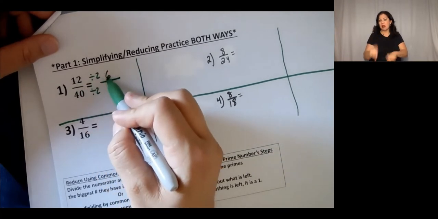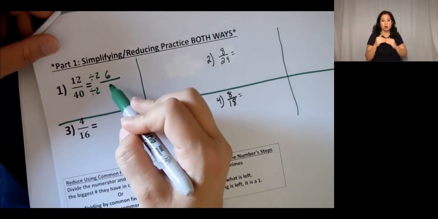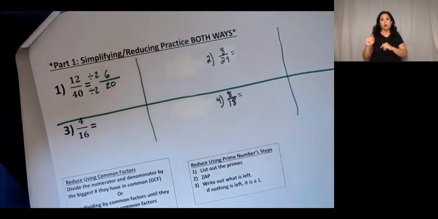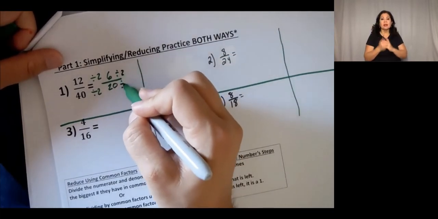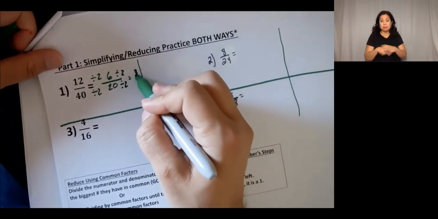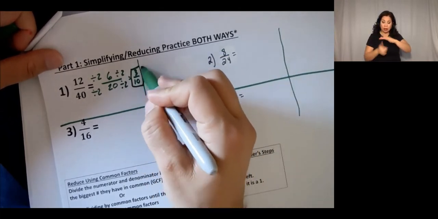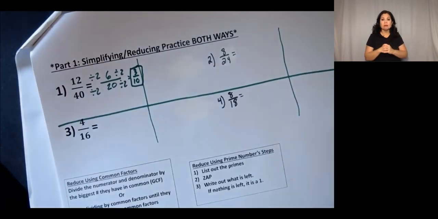12 divided by 2 is 6. 40 divided by 2 is 20. That's reduced, but it's not simplified. I can divide by 2 again. Then I get 3 tenths. That's what I get for that one.